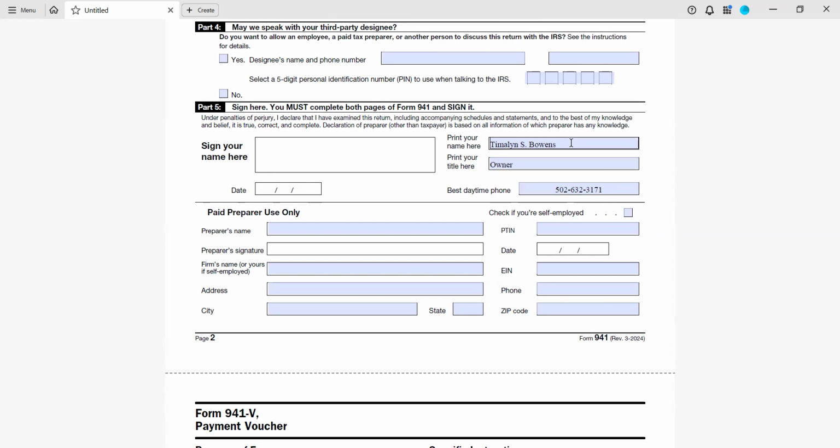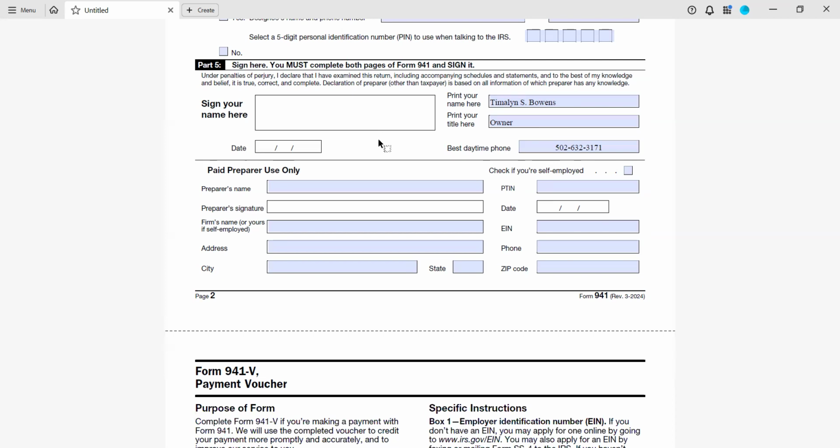If you're doing this DIY, you're going to want to sign this, date it, put your best daytime phone, enter your name and your title. So for me, it's Timlin S. Bowens. I'm the owner. Bowens Tax Solutions phone number there. And then I'm done.